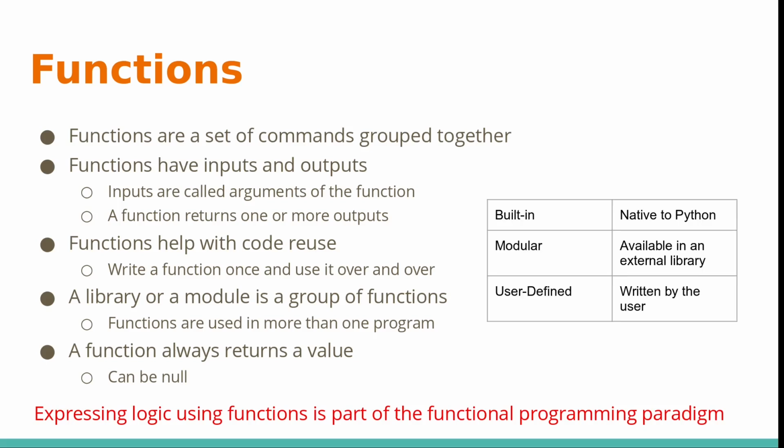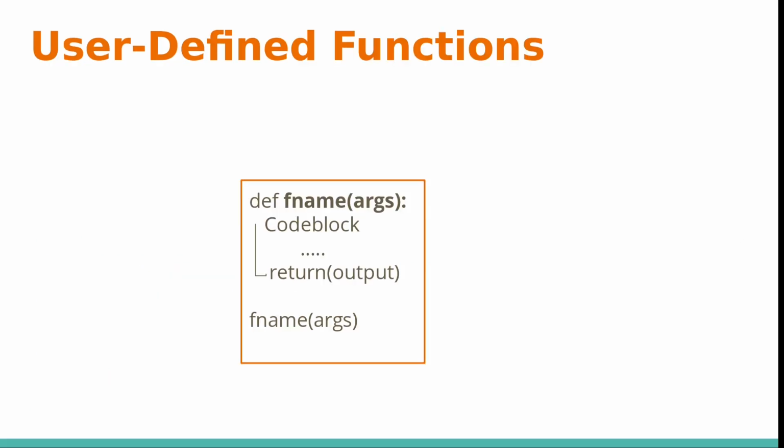The first type is the built-in functions, which are native to Python. For example, the length function that we have seen to get the length of a list. Modular functions are functions that are available to us from an external library. For example, we saw functions coming from the math library, which we had to import, or the random library, which we imported to get the random function. User-defined functions are functions that are written by the users, and today's lecture largely focuses on user-defined functions. You define a function as part of your script, then that becomes a user-defined function.